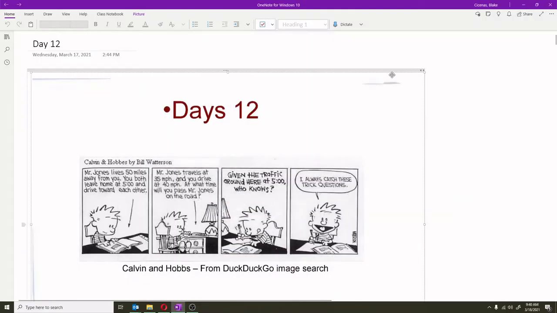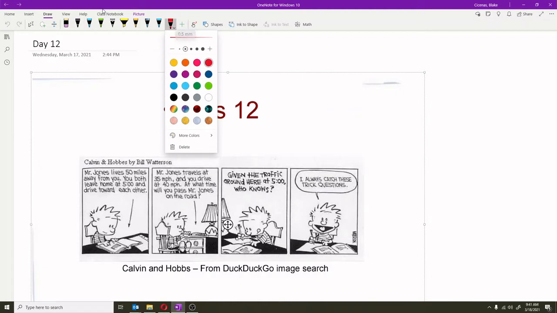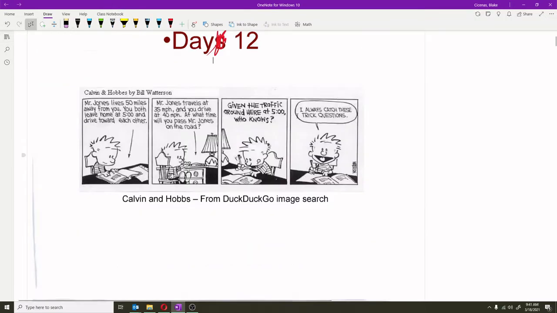All right. Yes, it does say days 12, but you used to combine days, but it's actually just day 12. Let's go. So yeah, there, day 12. Day 12 continues more of kinematics.